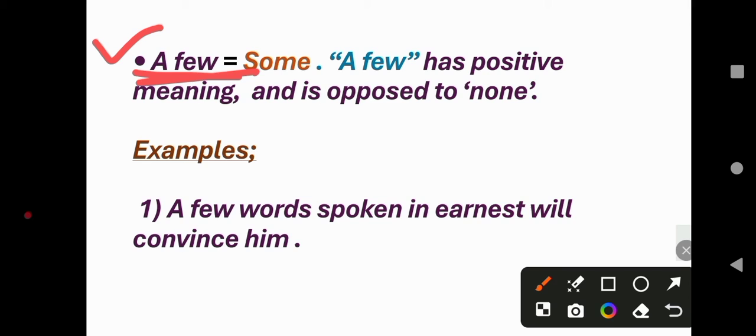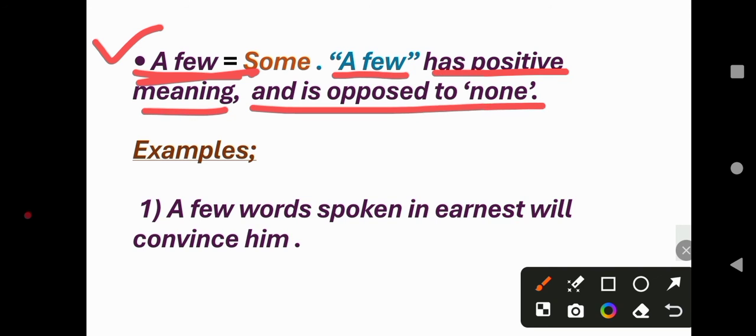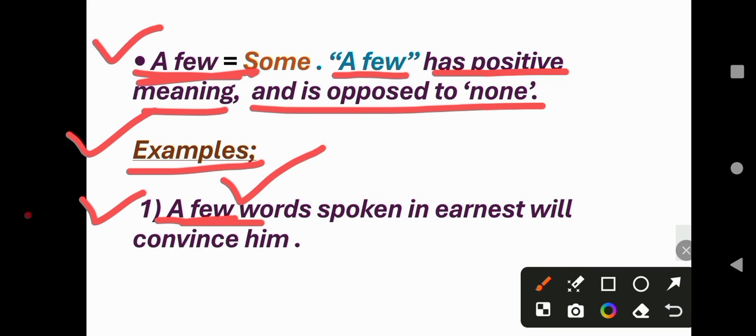So the phrase "a few" is used to describe a small number of something. And a few implies that a number is some but not enough, sufficient but not excessive, better than none. The phrase "a few" has a positive meaning as opposed to none. Let's look at the example. A few words spoken in earnest will convince him. In this sentence, a few implies that a small number of sincere words will be enough to convince him. The phrase "a few" suggests that the quality of the words is more important than the quantity.